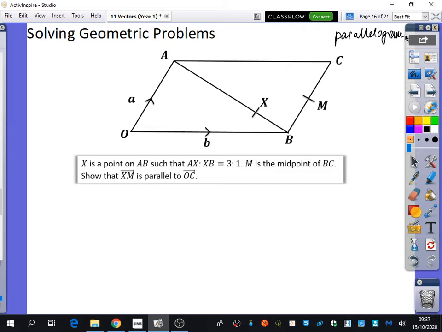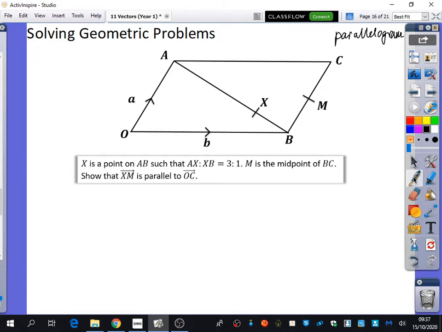So the diagram's got a lot of information on it, but we're still going to read what it comes up underneath. And it says that X is a point on AB such that AX to XB is equal to 3 to 1. M is the midpoint of BC. Show that XM is parallel to OC.